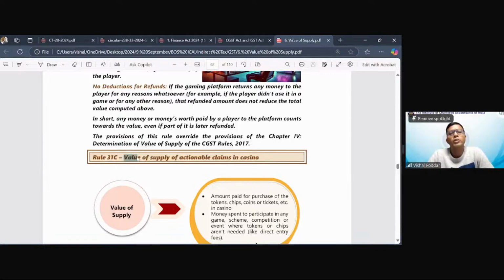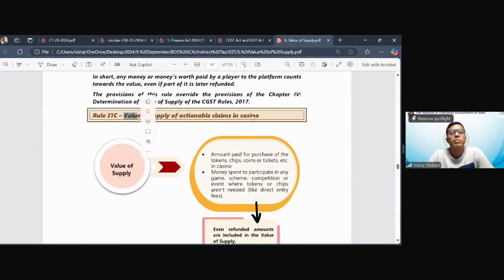Then comes the next valuation rule, 31C. This is applicable to casinos. Now, casino valuation is very similar to the valuation of online money gaming. The only difference is that in online money gaming, you sit at your home and play on your laptop, on your consoles or on your mobile phones. And in a casino, you physically go to that casino.